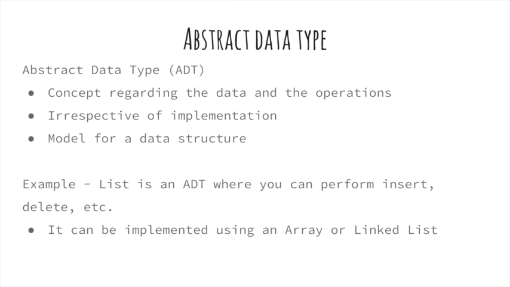An abstract data type is a concept regarding the data and the operations that can be performed on it, regardless of the implementation. It serves as a model for the data structure. For example, a list is an abstract data type where you can perform operations like insert and delete. But a list can be implemented using an array or linked list.